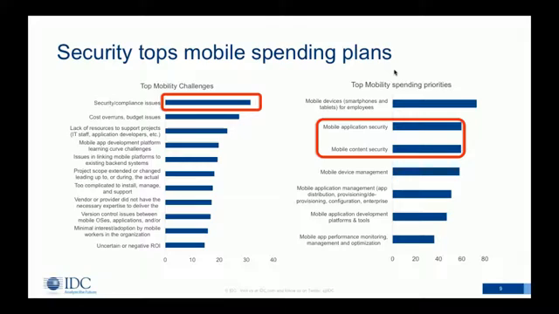On the right, you see the top three mobility spending priorities of the enterprises we surveyed. First of all, mobile devices. They want to get more devices in the field, more workers with devices, so expanding a mobility initiative starts with devices. But after that, application security and content security are two of the three biggest initiatives they have. This ties into the emerging role of the mobile device as something that has a lot of very valuable data on it, connected to very sensitive backend systems.